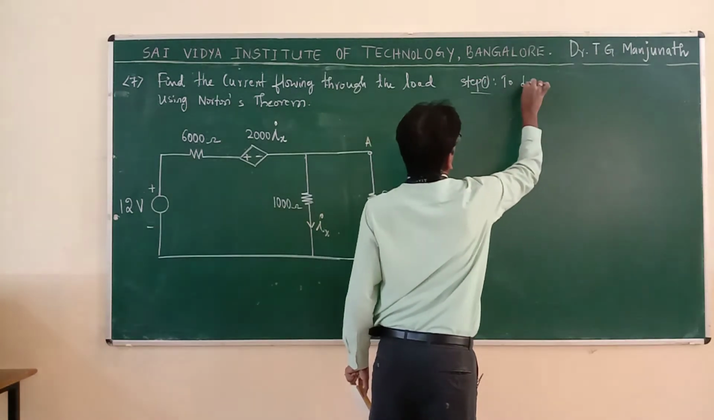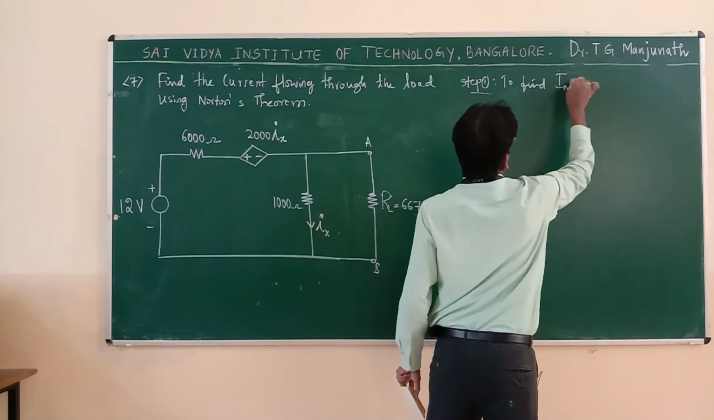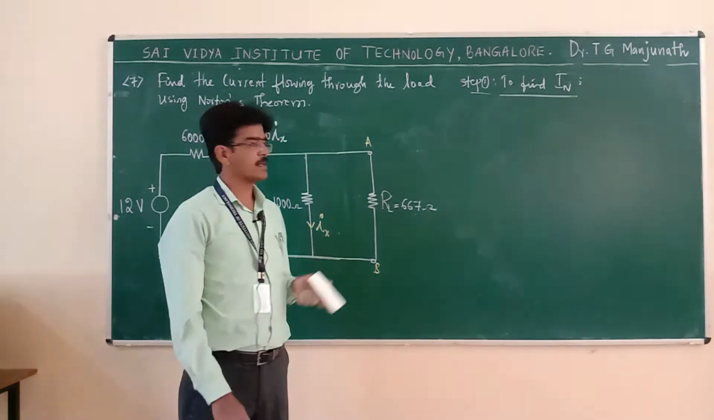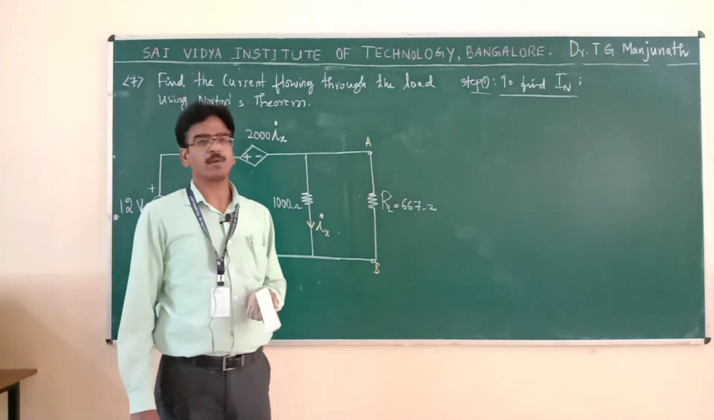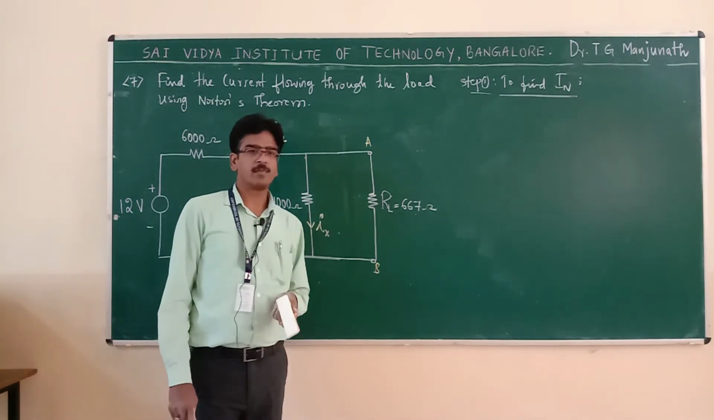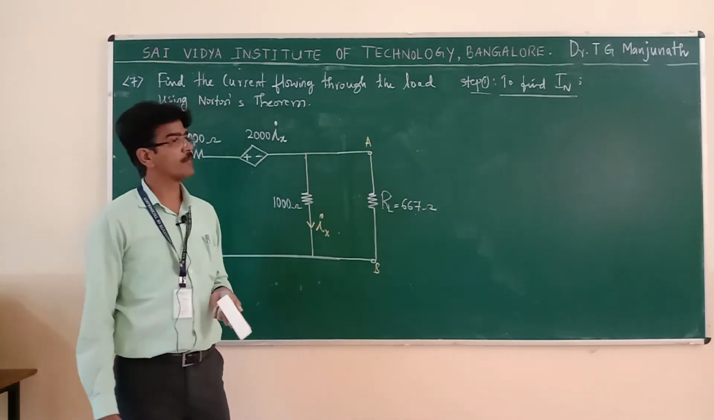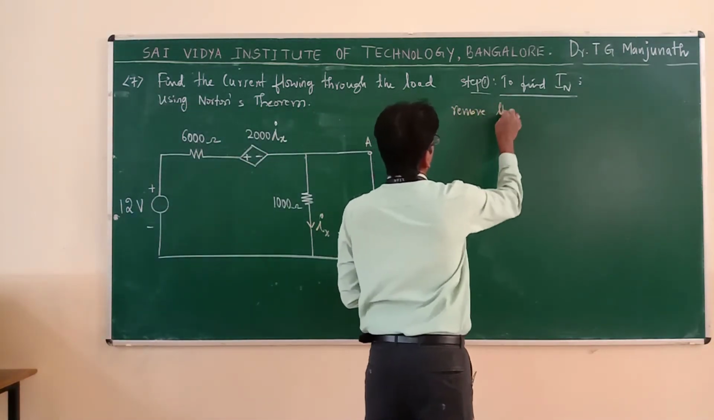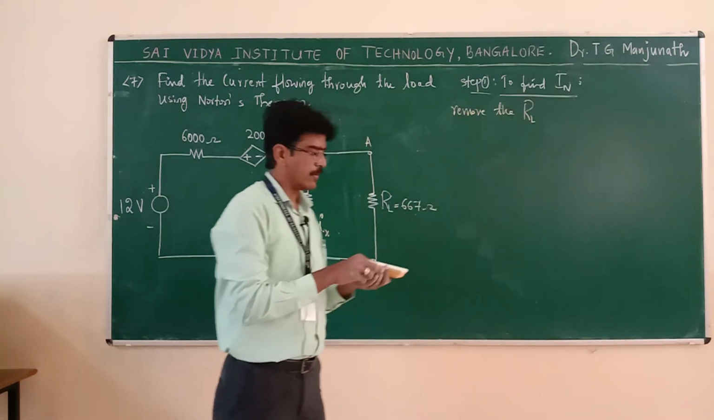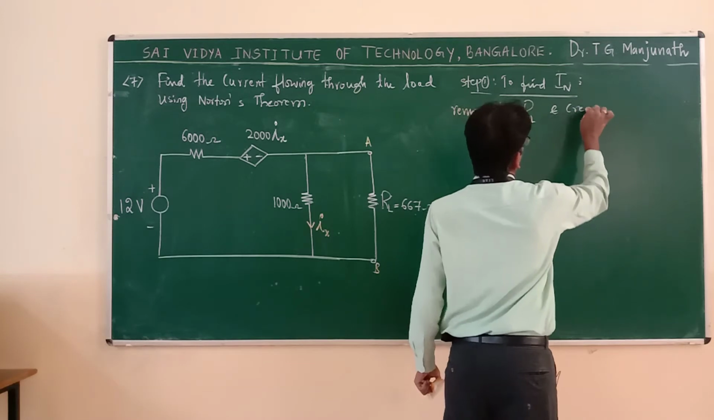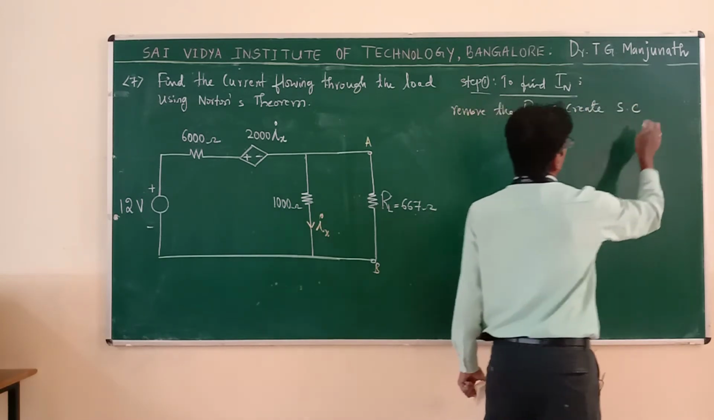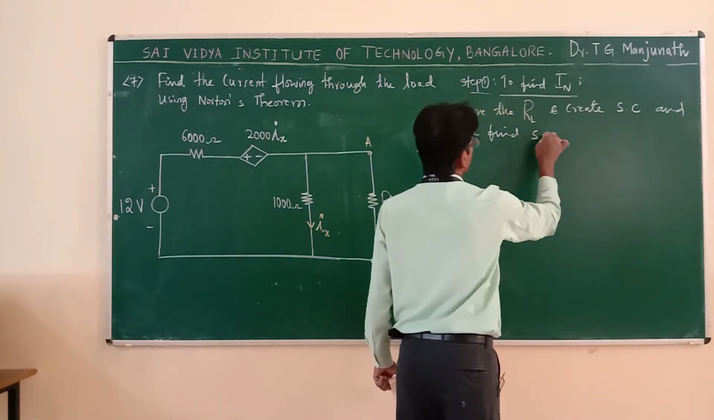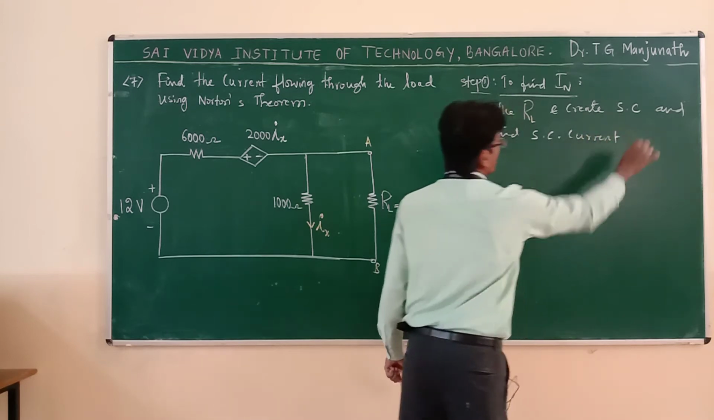Step 1, to find Norton's current IN. So, what is Norton's current? Norton's current is nothing but the short circuit current. Where do I have to find the short circuit current? Through the load terminals. Then how to find that, what should I do? So, to find the short circuit current, remove the load and create a short circuit and then find the short circuit current. This is the procedure.